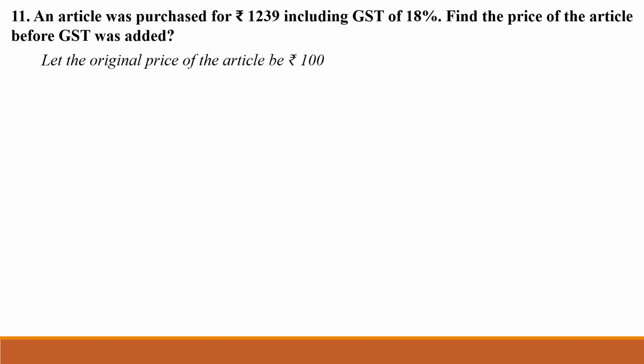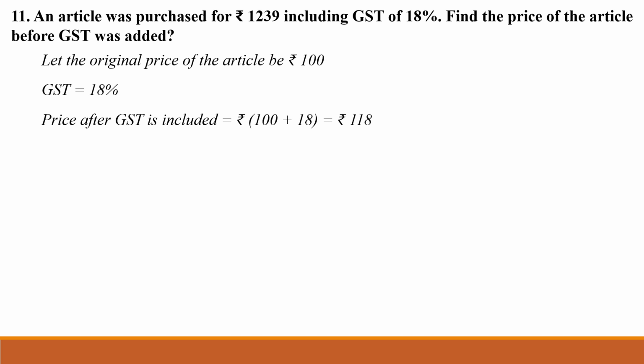Now what if I consider the original price of the article as rupees 100? If I consider the original price of the article as rupees 100, then GST of 18% has to be added to this rupees 100. So in that case, the GST will be 18%, that is 18 rupees for 100 rupees. So the price of the article when the GST is added will be 100 plus 18, that is equal to 118 rupees. So if the original price is 100, after including GST, the price will be 118 rupees.